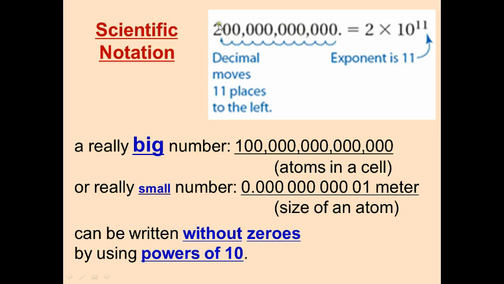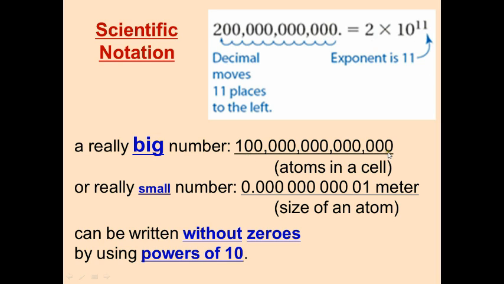Then you first write the digits that you have, all the non-zeros, before and after the decimal where you moved it. We moved the decimal from here to here, so there's only a 2, and you don't have to write the decimal spot if there's nothing behind it. Then you multiply it times 10, and you raise 10 to the power of the number of zeros you skipped.